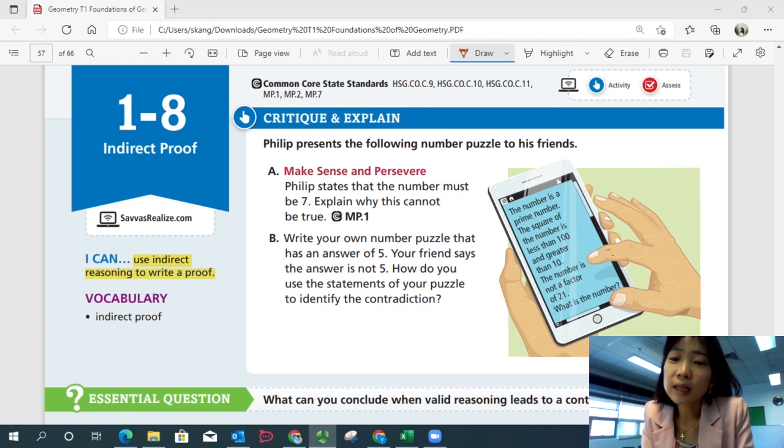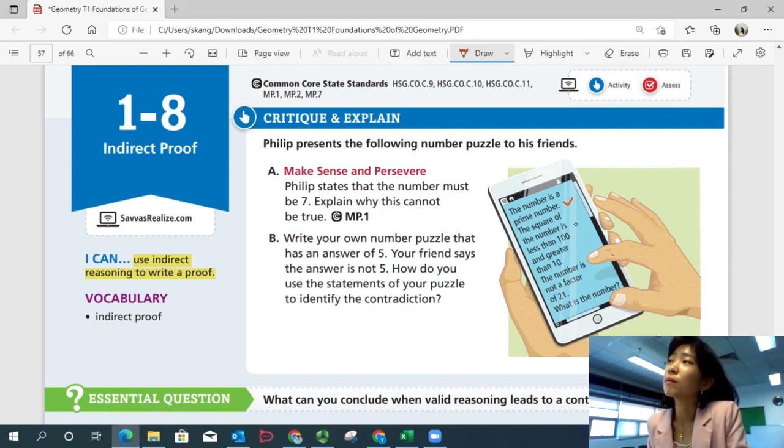Part A. Philip states that the number must be 7. Explain why this cannot be true. We're telling you that this number cannot be true. Why? Does any of the statements not work for it? Is 7 a prime number? Yeah, it's a prime number. So that's satisfied. What about the square of the number is less than 100 and greater than 10? 7 squared is 49, so it is less than 100 and greater than 10. So yeah, that works.